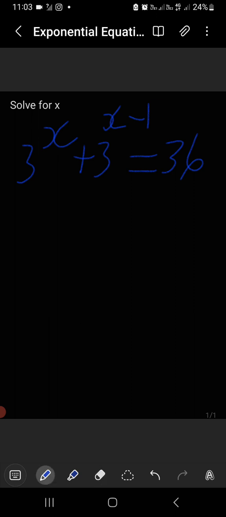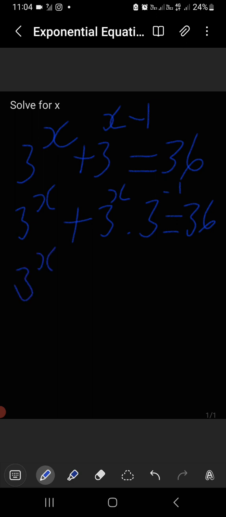Okay, so we are going to split this exponent. This will be 3 to the power of x, already split. Then we need to break this using the law. This will be 3 to the power of x multiplied by 3 to the power of negative 1, which equals 36. Then we can see that there's a highest common factor, which is 3 to the power of x. So we need to factor out.